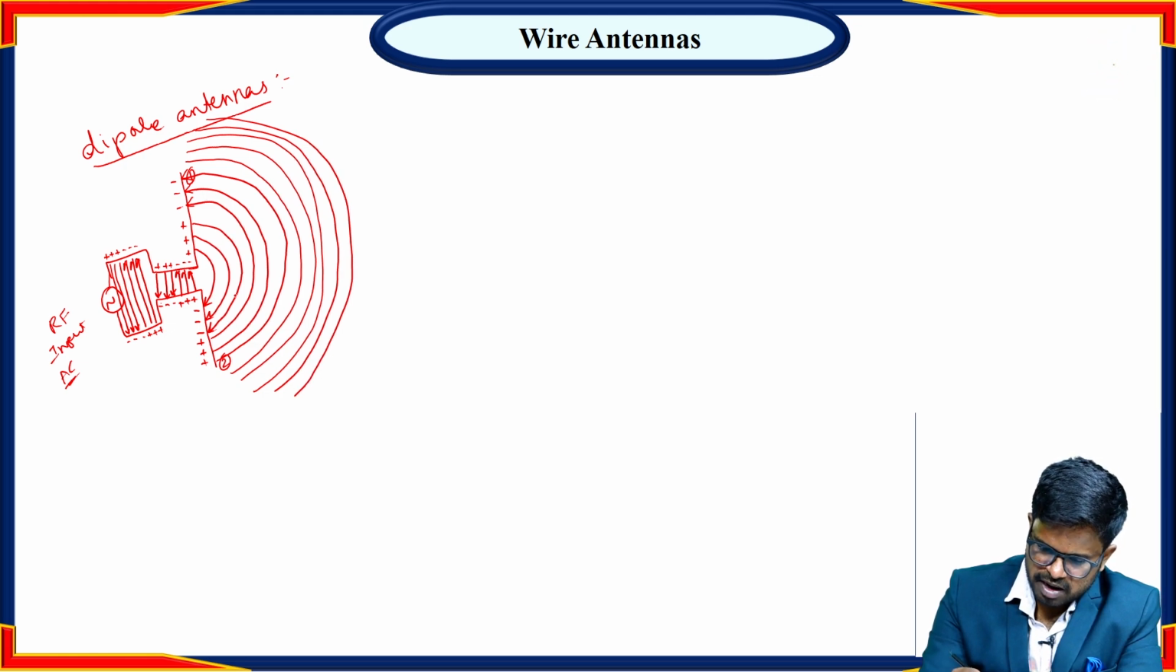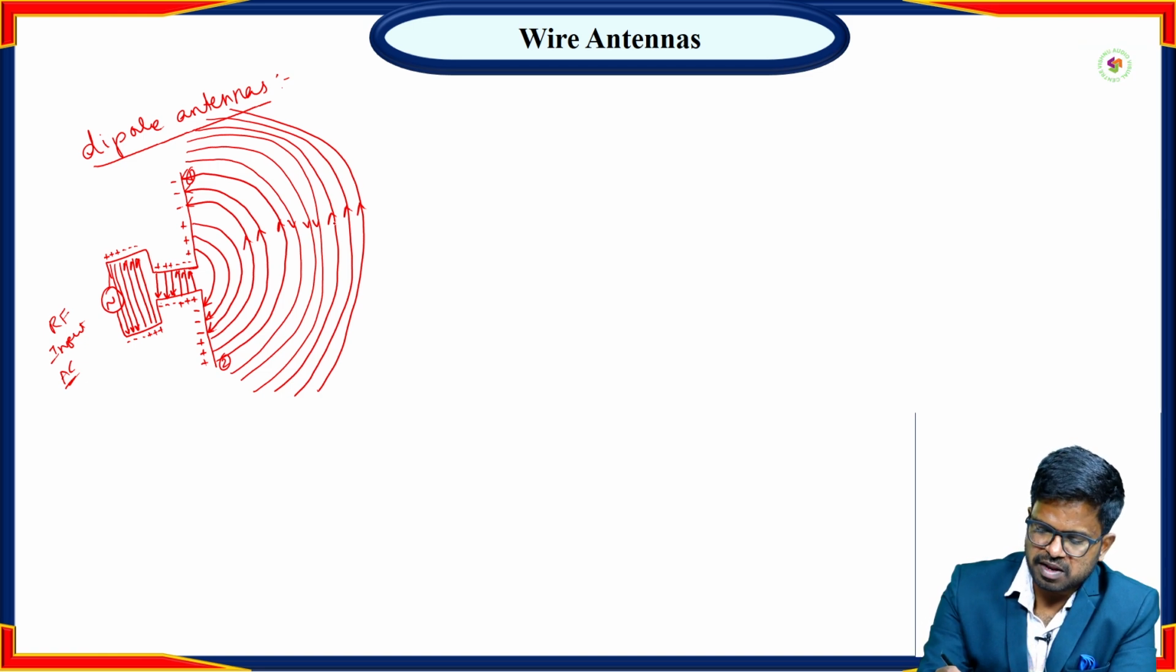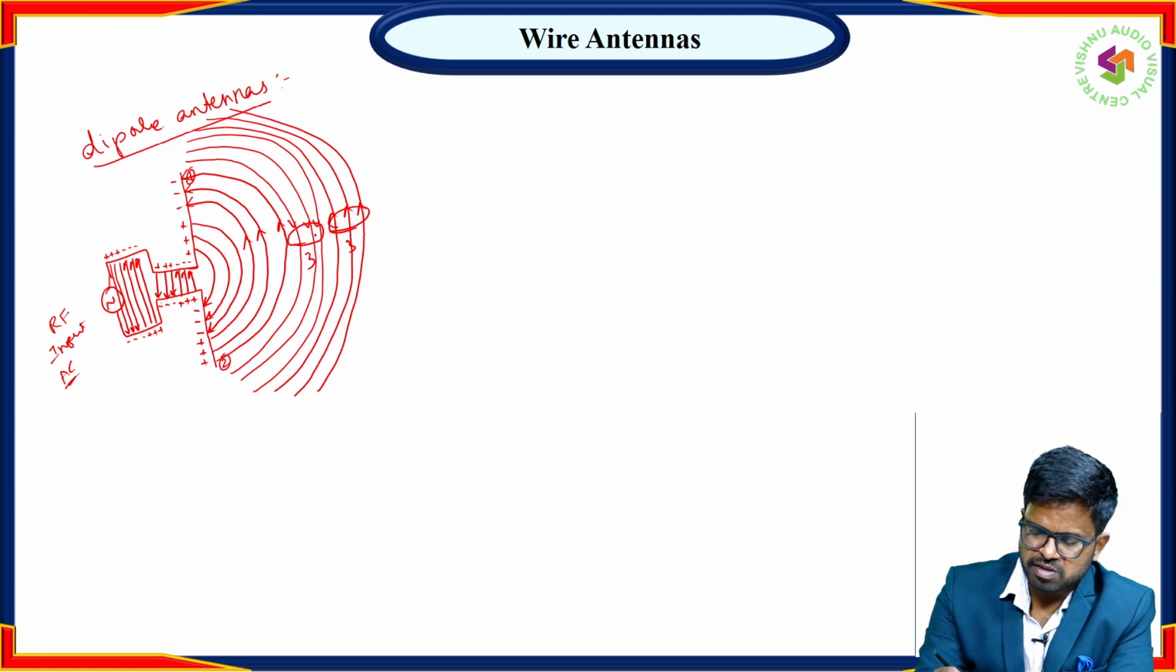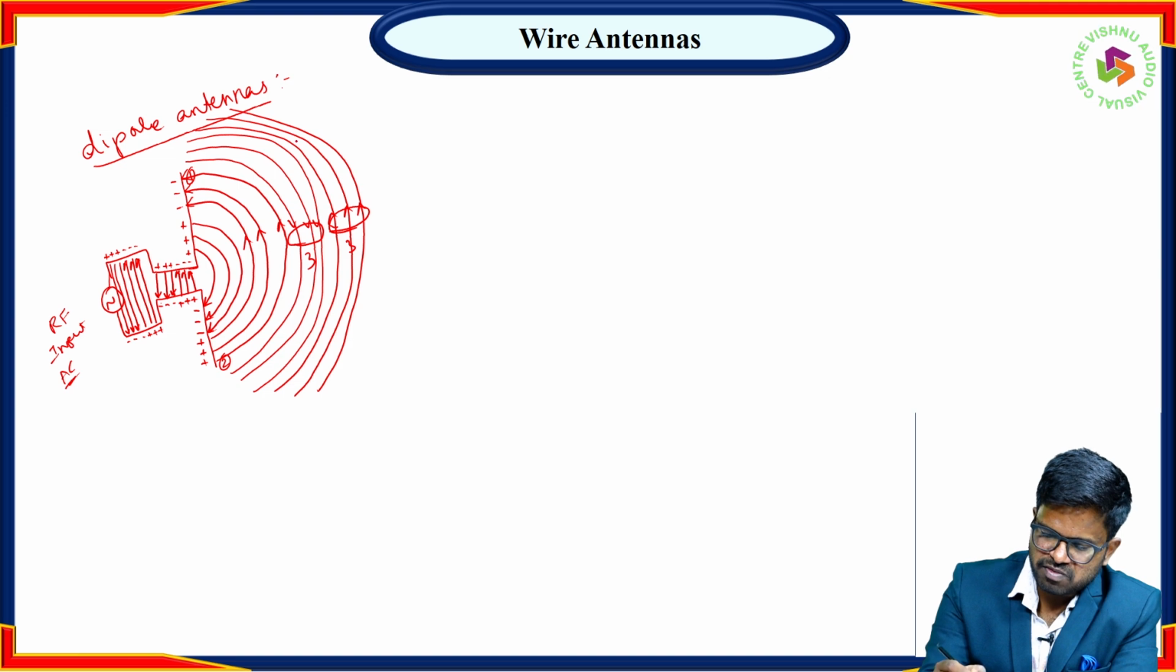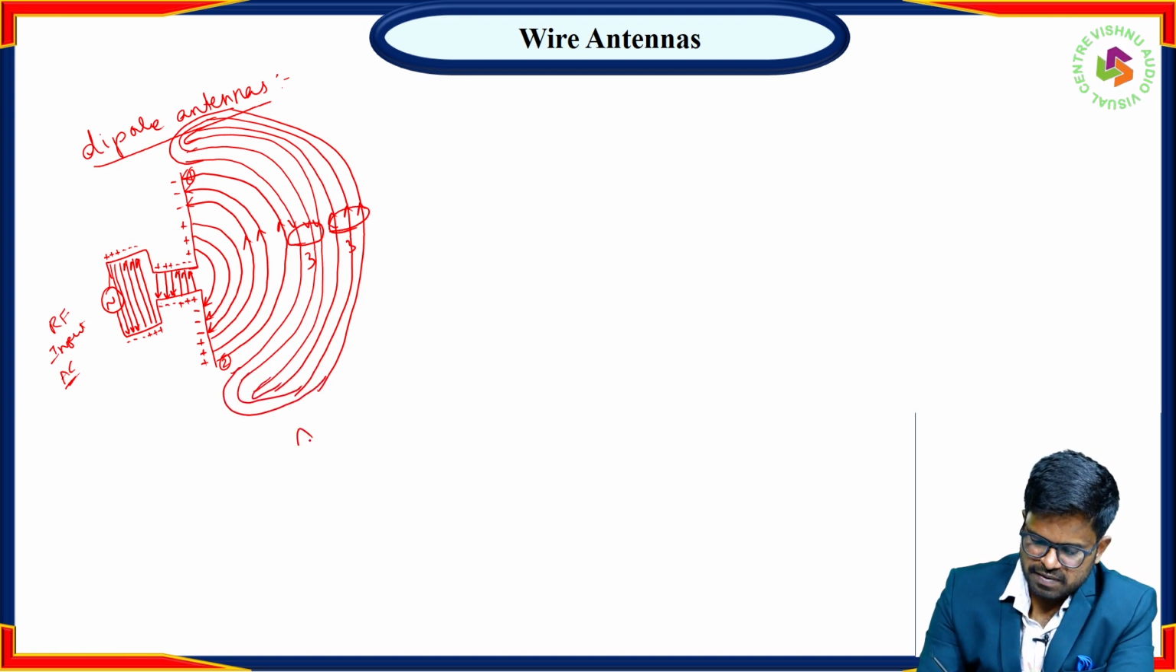Here what happened? There are three lines downwards and three lines upward. Then what happened? The resultant charge on the conductor surface: these three lines are upward, these three lines are downward, so the resultant charge on the conductor surface is 0. In that case, what happens? These waves will detach from the antenna, and they travel into the air.